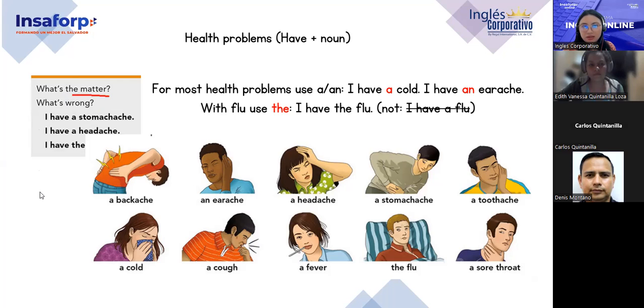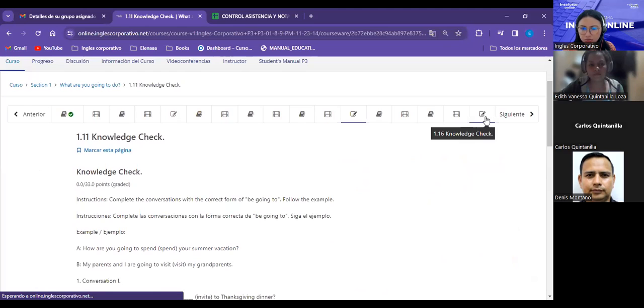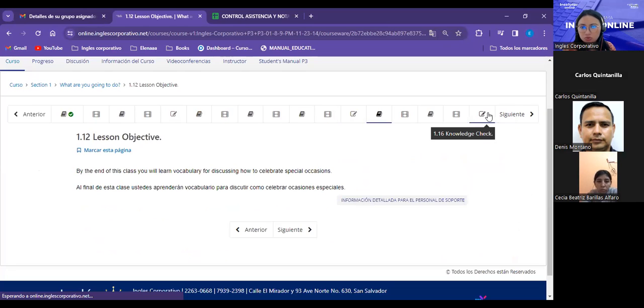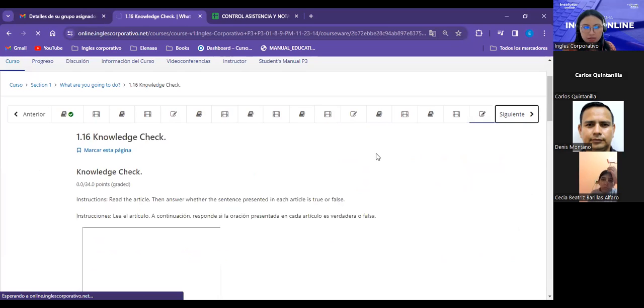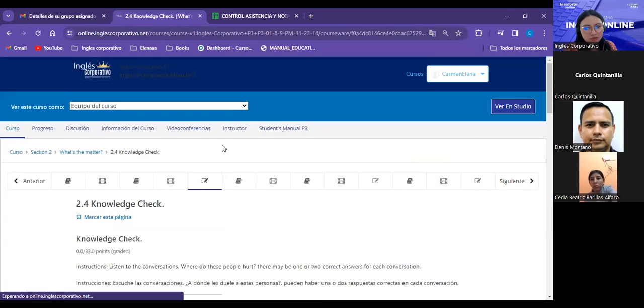You're welcome. If you go to the platform, creo que hay un ejercicio, ¿verdad? I guess we have an exercise right there. It's in section number. This is section one, section two. Aquí está, miren. Claro, tenemos health issues. Y vamos a tener las medicaciones también. Common medications as well.